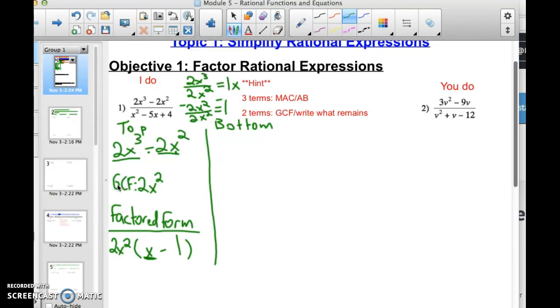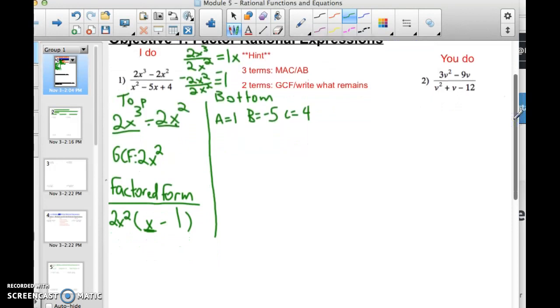Now for the bottom, the denominator. If you notice, it is a trinomial. I can identify the a, b, and c. A equals 1, b equals negative 5, c equals 4. I'm going to go a little quick on this because this is technically review. So if I set up a MACAB T-chart, and I put under MAC 1 times 4, that stands for multiply the A and C, in this case is 4. And the AB, it adds to the B term, which in this case is negative 5.